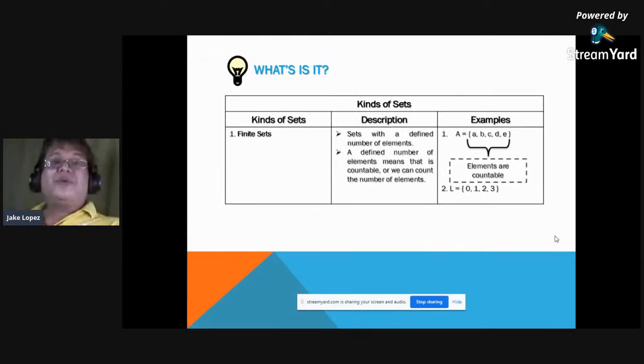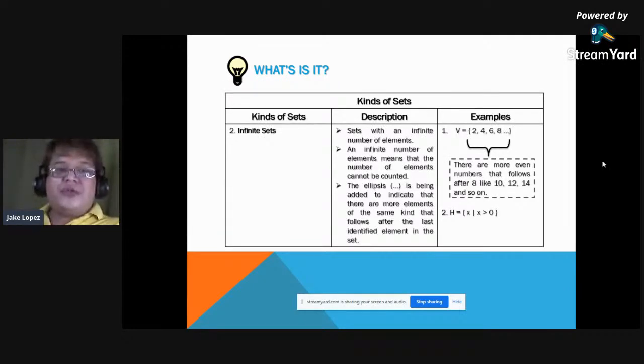So we have to identify ano ang uri ng mga sets. Okay, ito na. First, we have the finite sets. So sets, ang description niya ay sets with a defined number of elements. So defined meaning, alam natin ano yung nasa kanya. A defined number of elements means that this is countable or we can count the number of elements. For example, number 1, set A equals A, B, C, D, E. So alam natin, makakount natin ang elements, no? 5 elements. So number 2, set L, 0, 1, 2, 3. So how many elements? Apat.